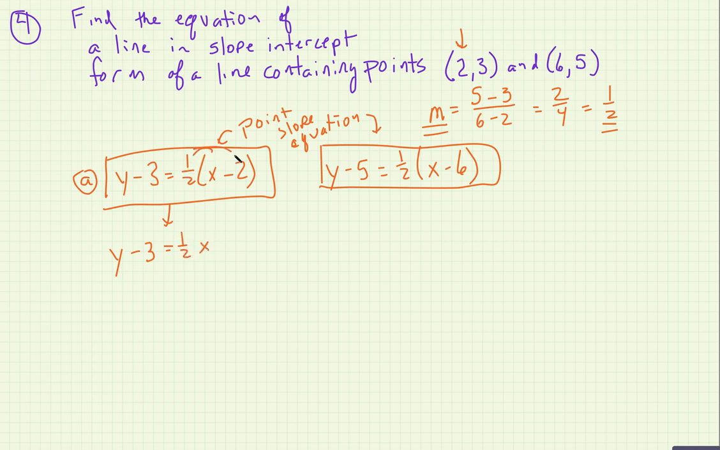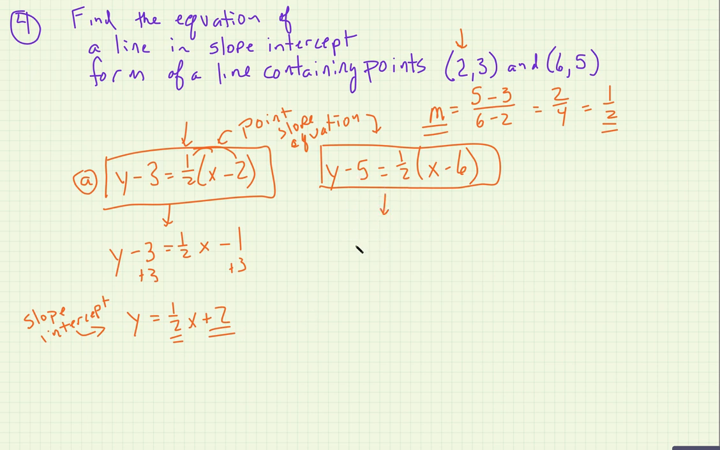Sorry, not getting rid of the half. I'm going to distribute to get rid of the parentheses, and now I'm going to add 3 to both sides, and I get y equals 1/2 x plus 2. So this is, again, slope intercept form. And notice we still have the same slope because we have to have the same slope. If it's slope intercept or point slope form, the line's always got the slope of a half. But now we have identified the y-intercept, which is 2.